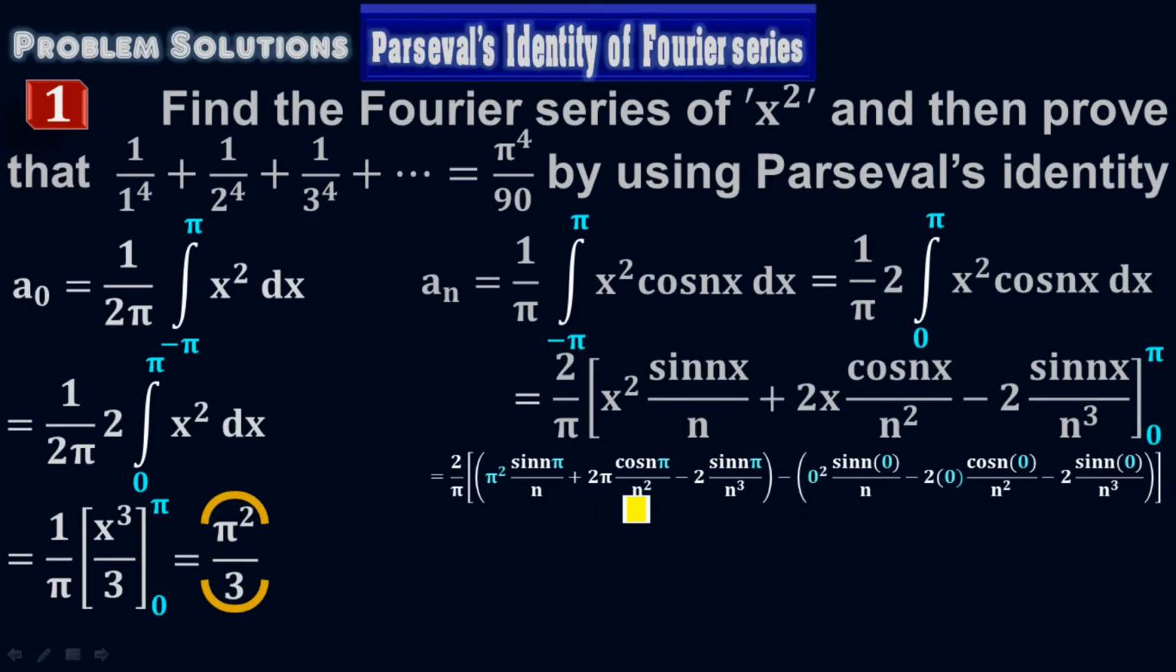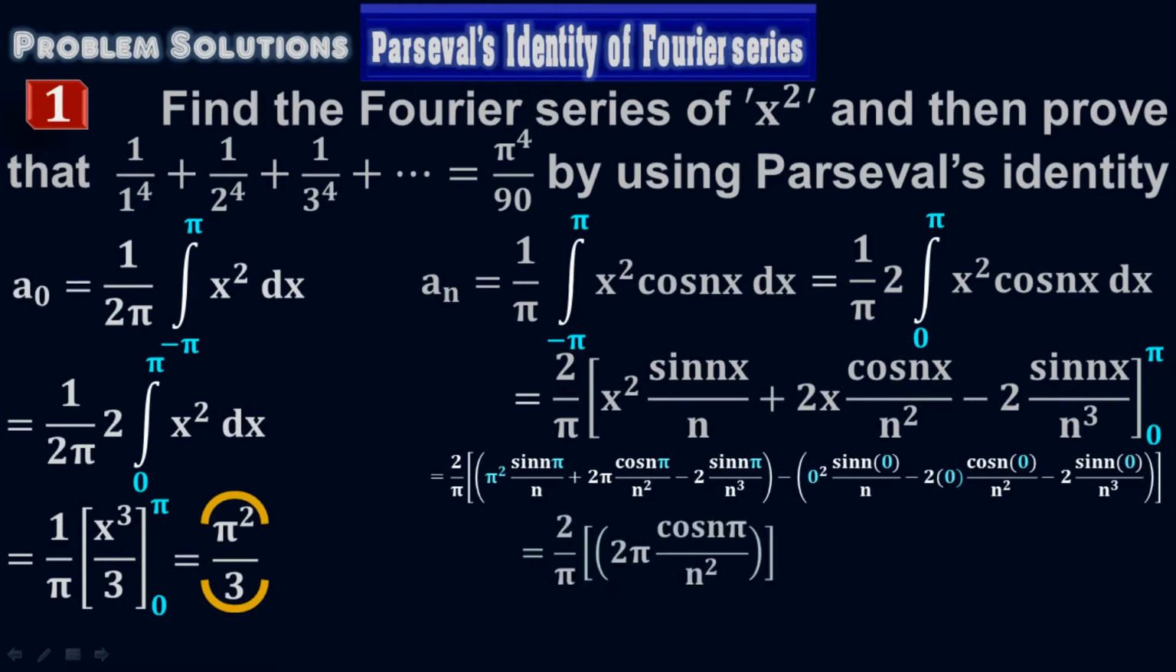We know that according to the trigonometric rule, sin n pi equals 0, so these two terms become 0. And sine of 0 is 0. Cos of 0 is 1, but remember that is multiplied by 0. So 0 times 2 will be 0, and 0 times anything will be 0. For the lower limit, everything is 0. For the upper limit, I am left only with the 2 pi into cos n pi over n squared.